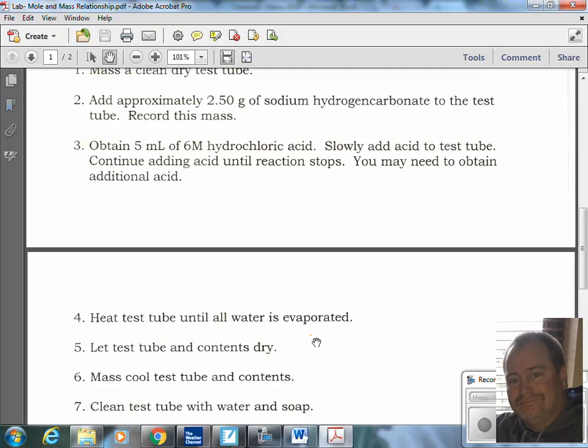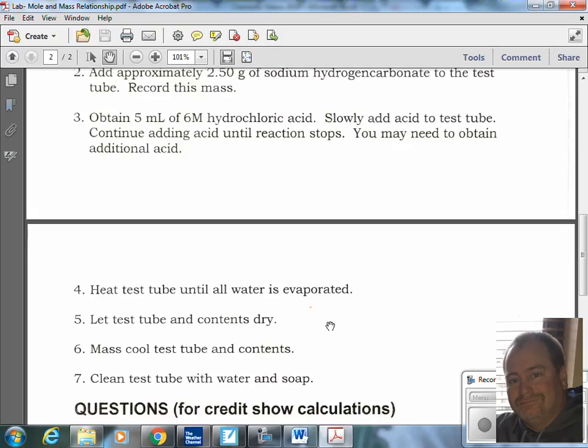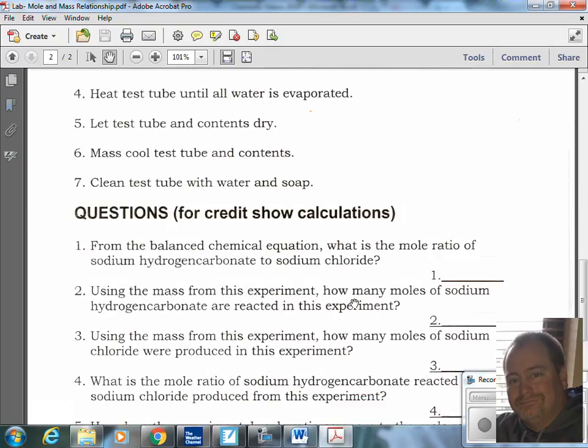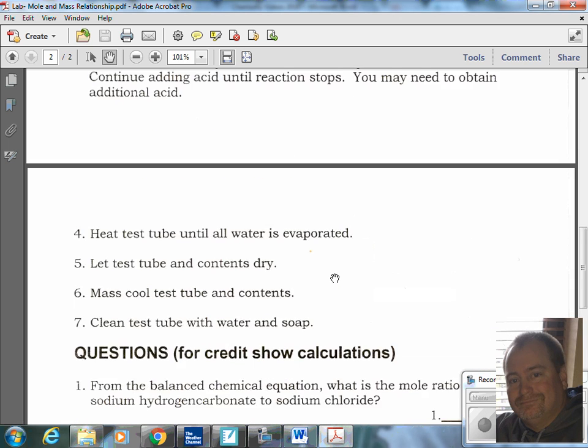Once you've driven off all the water, you should just have a solid that is still in the test tube. You are going to let that test tube dry, mass the test tube and the contents, and then you'll be able to figure out the mass of the content of the test tube. Once you've got that mass, you can put water in the test tube, which will dissolve the substance that is in the test tube. So add water to the test tube, dissolve it, dump it down the drain, clean the test tube, dry it, put it back into your drawer, and you're ready to work on the post-lab calculations.